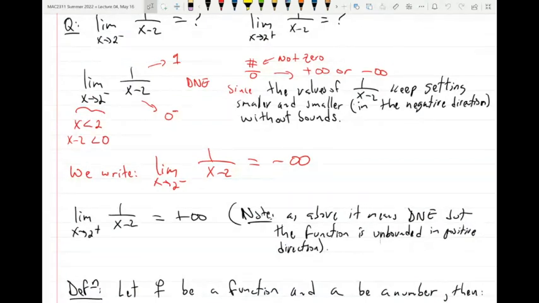Here x minus 2 was negative, and here x minus 2 is positive. Let me write it here. I didn't write it. Remember, this means x is bigger than 2, so x minus 2 is positive. So you're getting positive numbers here all the time. That's why it's positive.